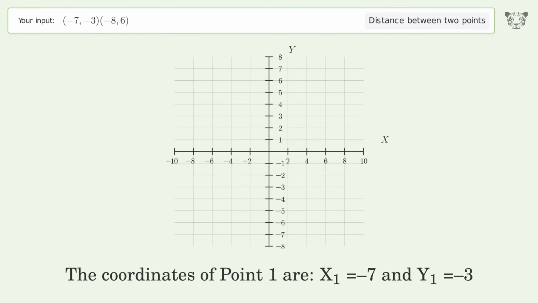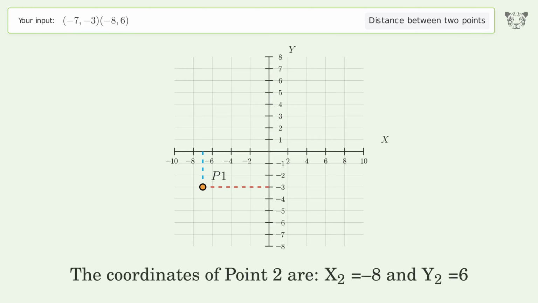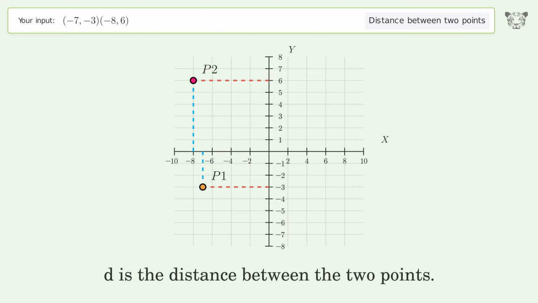The coordinates of point 1 are x1 equals -7 and y1 equals -3. The coordinates of point 2 are x2 equals -8 and y2 equals 6. D is the distance between the 2 points.